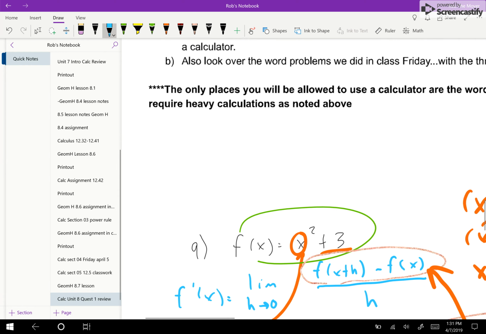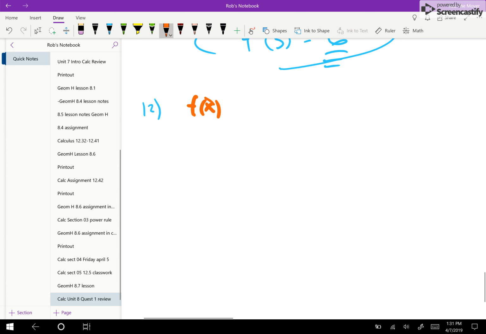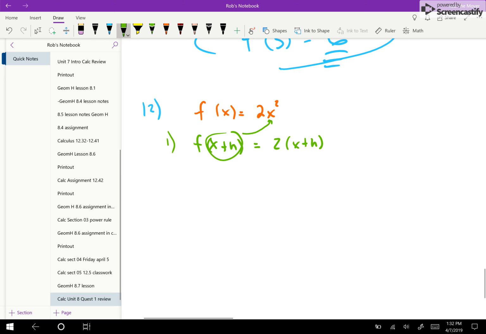Okay, I'm going to go down here and actually do it. Let's find the derivative of 2x squared. This is number 12. f of x is 2x squared. I want to find the derivative. First step, find f of x plus h, which is 2 times x plus h squared, where all this x plus h goes in for x. Now, order of operations says we've got to square this thing, then multiply by 2.